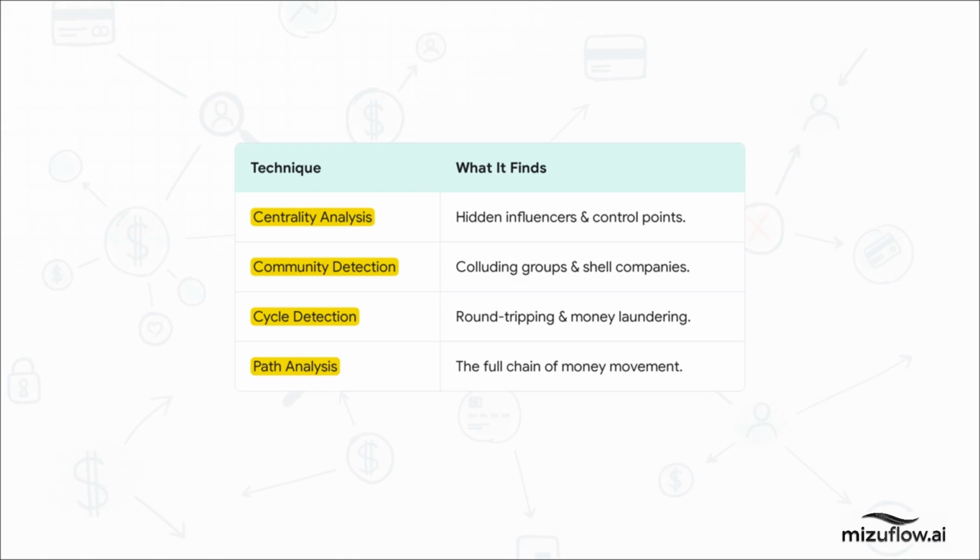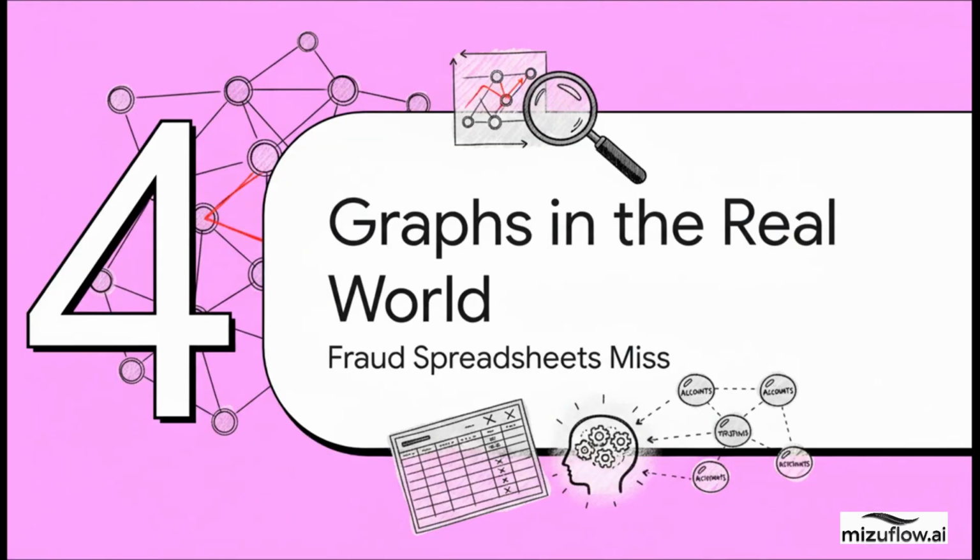Perfect for spotting shell companies. Cycle detection is amazing at finding money laundering loops, where money leaves and comes right back. And path analysis lets you trace the entire journey of a transaction from beginning to end. Theory is one thing, but let's see how this stuff actually works.